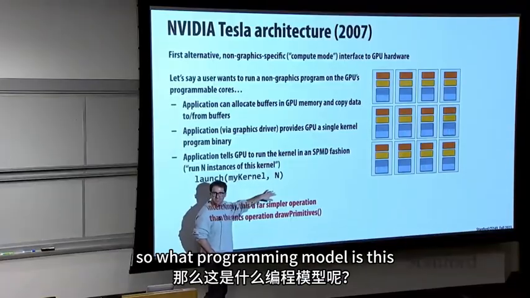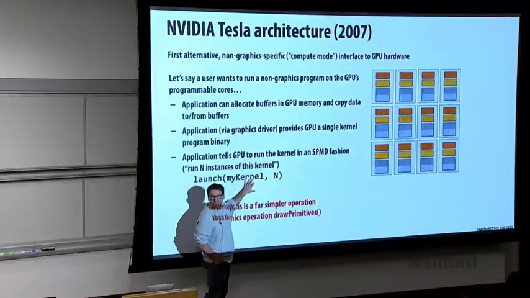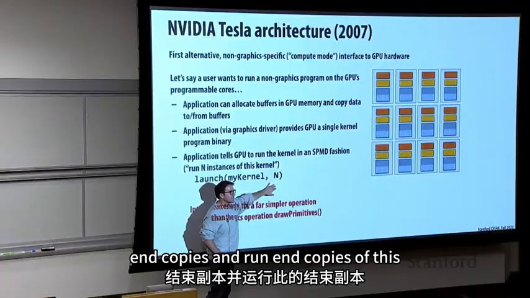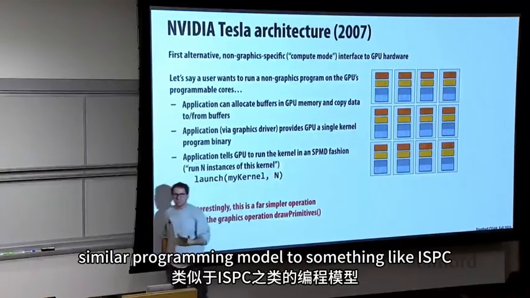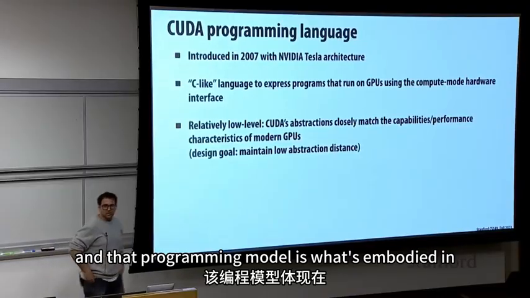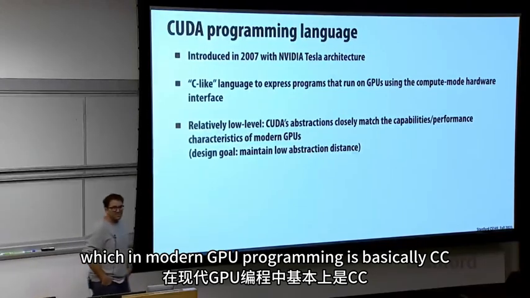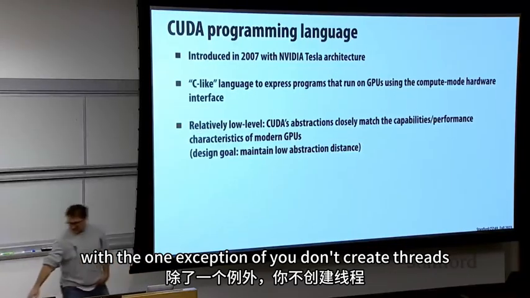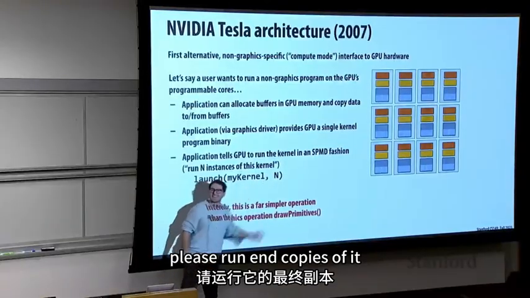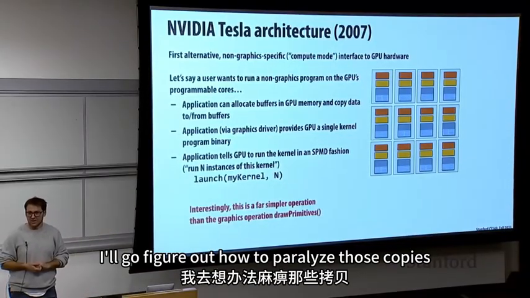times. So what programming model is this? This is classic SPMD programming. I'm going to give you some code. It's going to have a thread ID in here somewhere, and we're going to launch n copies and run n copies of this. So you can think about this as a similar programming model to something like ISPC. And that programming model is what's embodied in the CUDA programming language, which in modern GPU programming is basically C, C++, with the one exception of you don't create threads. You just say, here's my program, please run n copies of it. And then the GPU says, okay, I'll go figure out how to parallelize those copies however I wish.